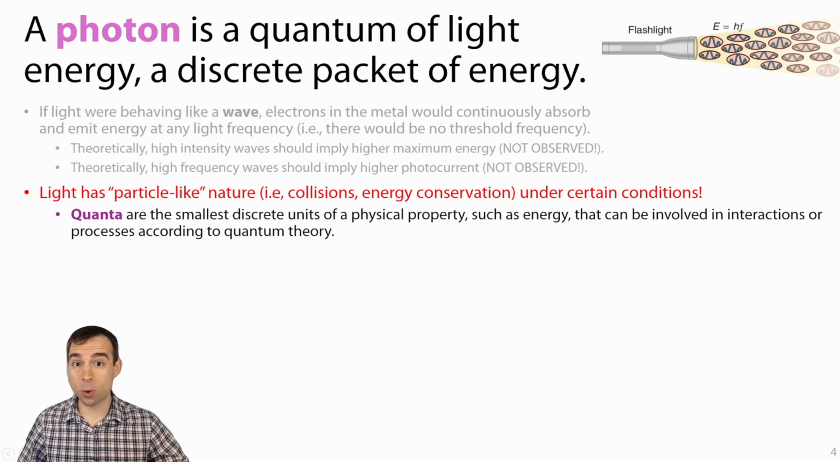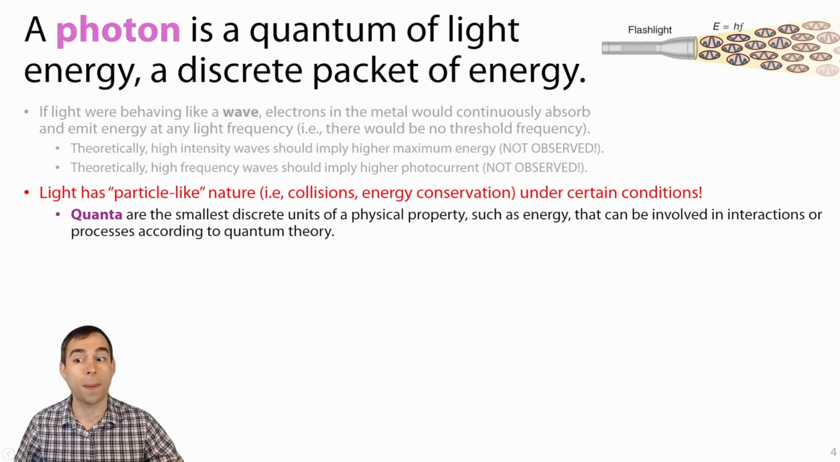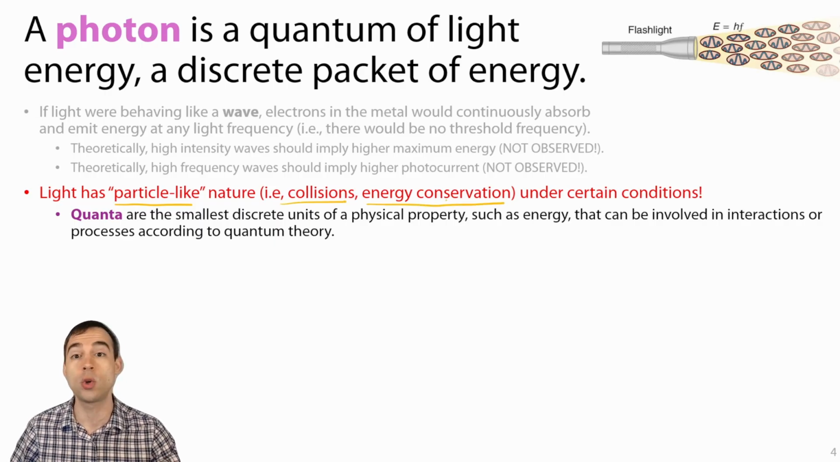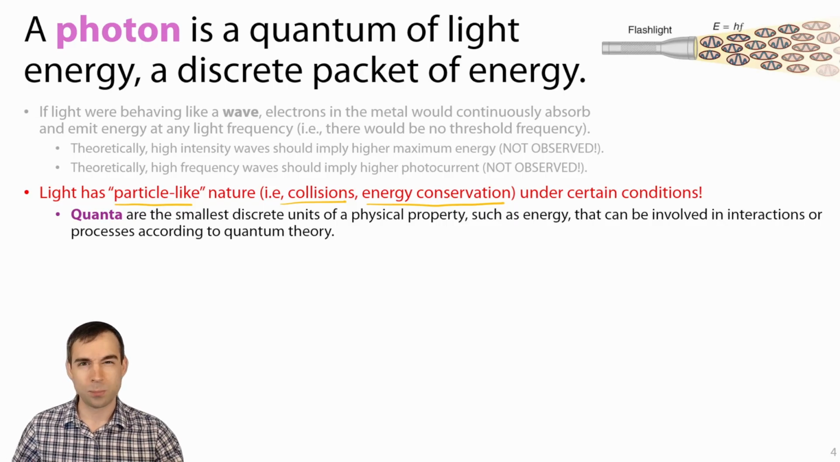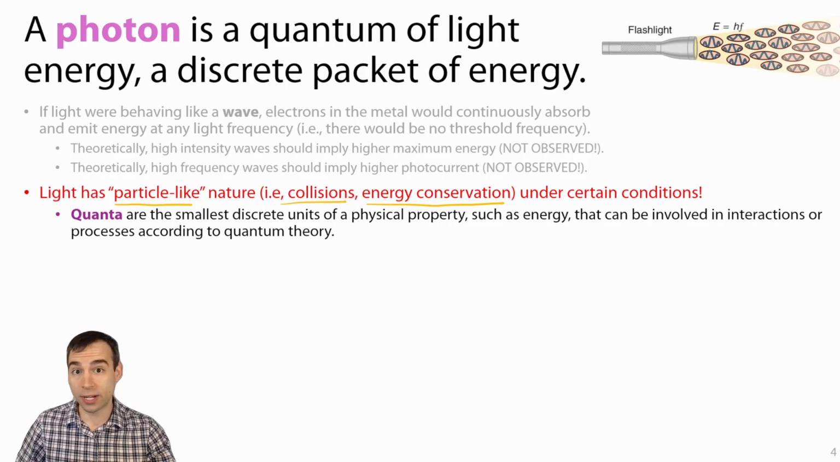In other words, the photoelectric effect indicates that light is not actually a wave. It's behaving more like a particle, actually. And we would say that light has a particle-like nature. It can experience collisions. There's a conservation of energy between the two objects that collide. And we only see this particle-like nature under certain conditions.